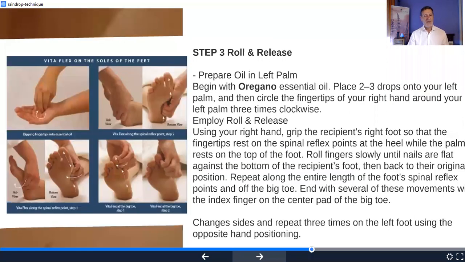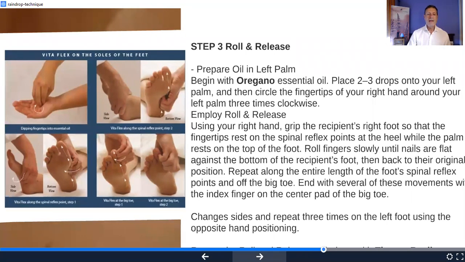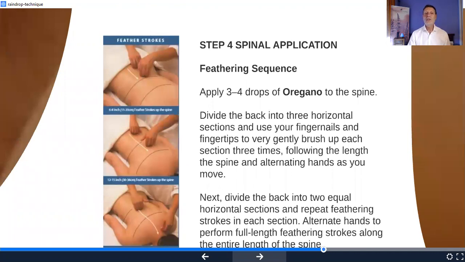So look at this. First, we are working on the reflex zone of the spine, from the heel to the big toe. Every essential oil we put first on the feet, and then we start to make the feathering sequences. You remember I told you effleurage, c'est le nom en français. Effleurage means feathering, and we do it with all the essential oils.